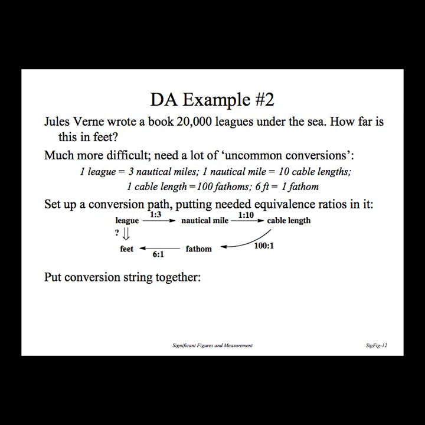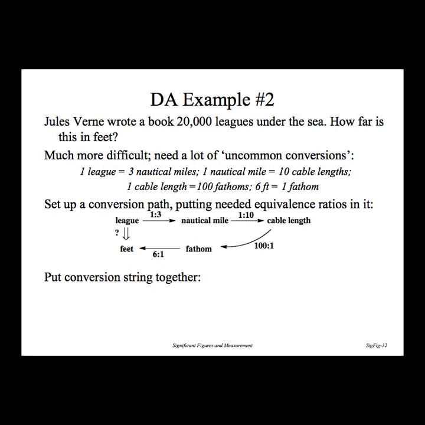20,000 leagues times 3 nautical miles for every 1 league times 10 cable lengths for every 1 nautical mile times 100 fathoms for every 1 cable length times 6 feet for every 1 fathom equals 3.6 times 10 to the 8th feet. Since we only have one significant figure we're allowed to use, that's the 20,000, the answer is 4 times 10 to the 8th feet. It's one significant figure. Once again, notice leagues cancels leagues, nautical miles cancels nautical miles, cable lengths cancels cable length, fathoms cancels fathoms. The only units that we have left over are feet.